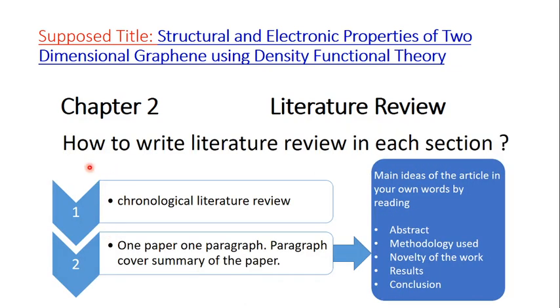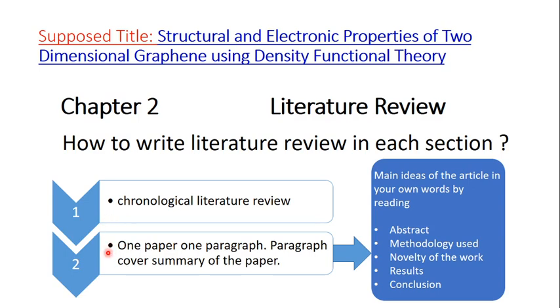Now, how to write literature review in each section? There are only 2 steps that we have covered. Now we need to know how to write literature review in each section. Literature review must be in chronological order. Chronological order means it should start from the papers that are recently published, and then you should proceed to the past papers.